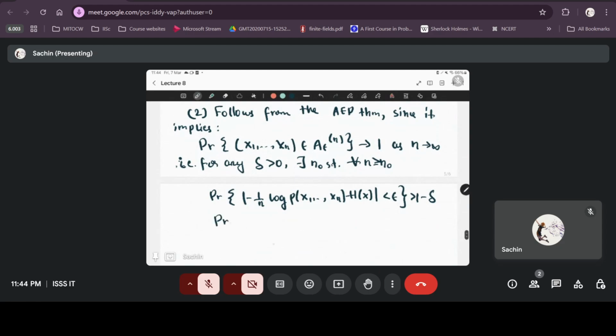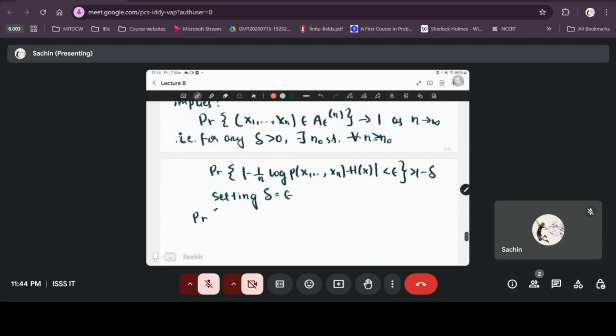Setting delta equal to epsilon, the probability of the magnitude of minus 1 over n log of p of x1 to xn minus h of x being less than epsilon is greater than 1 minus epsilon.